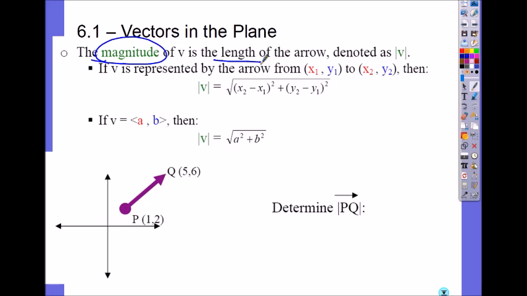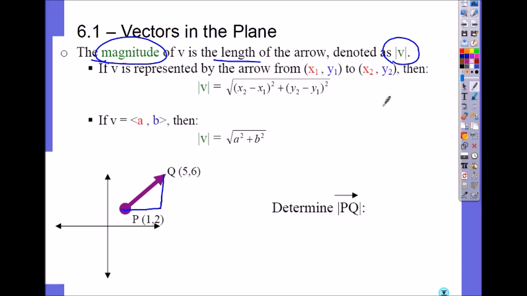So here you can use the Pythagorean theorem or the distance formula to find the magnitude, as you can see. But first of all, you need to know the notation of a magnitude. You see the bars around the vector? It looks like an absolute value, but it's not. It means the magnitude of vector V.